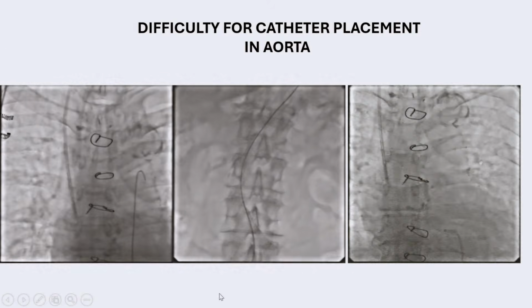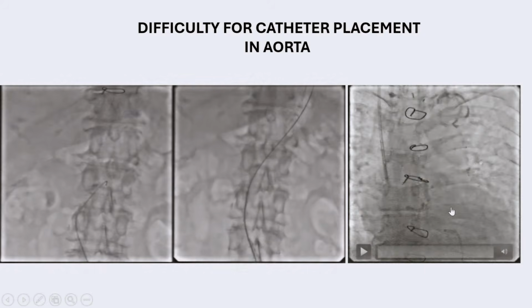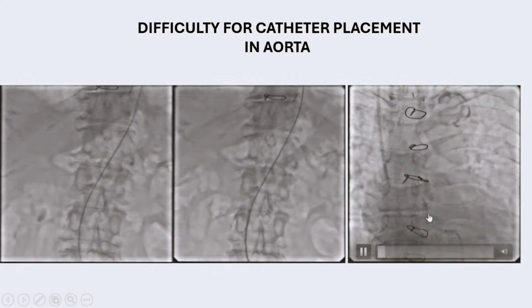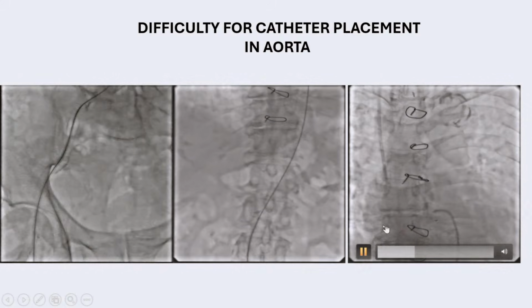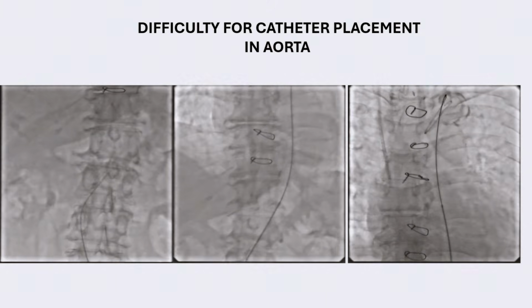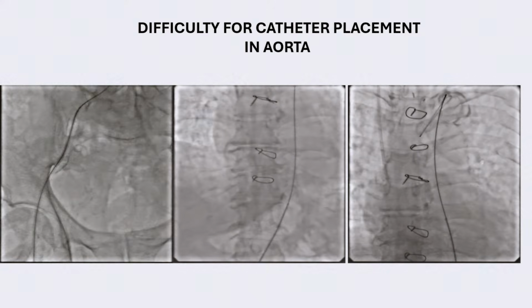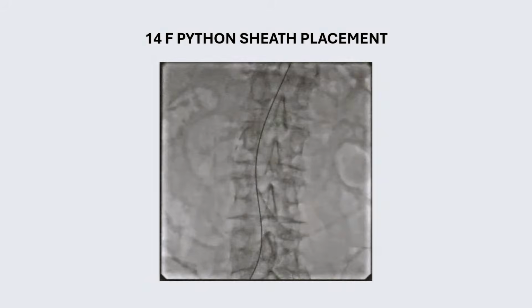So slowly with pull-push movement, we could get the catheter there, but the catheter is not going up because of lack of support, tortuosity and calcification. So we changed our gear here. We took a much stiffer wire, the Amplatz super stiff wire, and tried to get it in, and then we could go up easily.